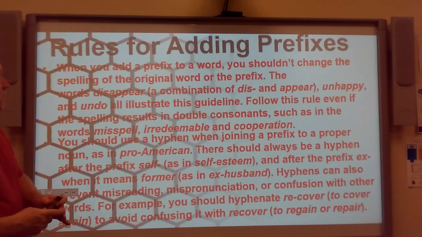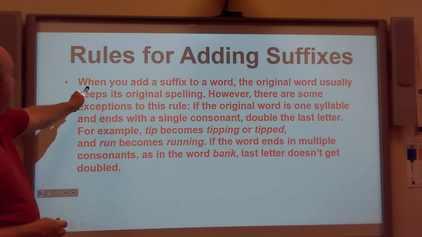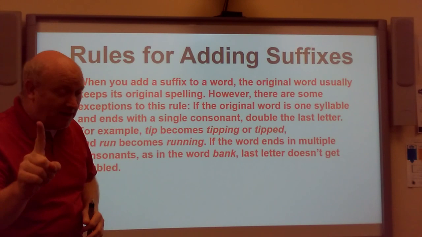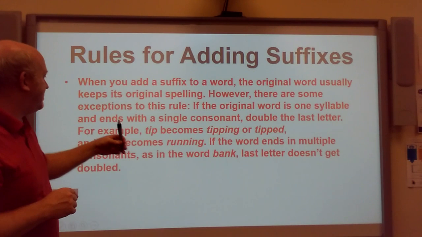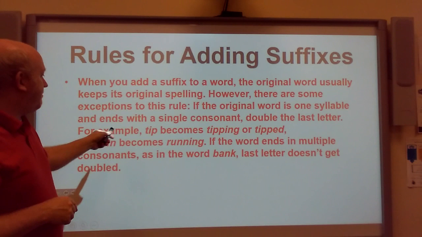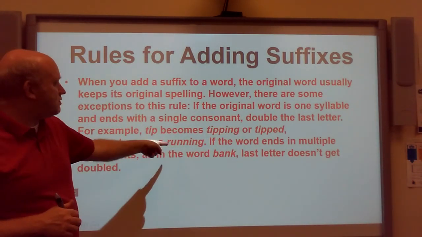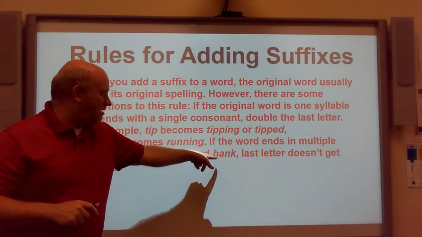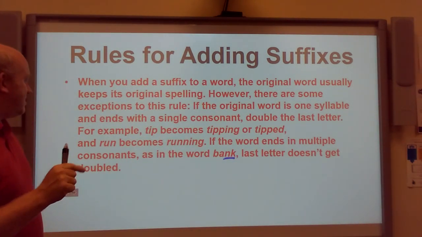And then finally, rules for adding suffixes. When you add a suffix to a word, the original word usually keeps its original spelling. However, there are some exceptions to this rule. If the original word is one syllable and ends with a single consonant, you double the last letter. For example, tip becomes tipping or tipped, and run becomes running. If the word ends in multiple consonants, as in the word bank, see my multiple consonants? The last letter does not get doubled.